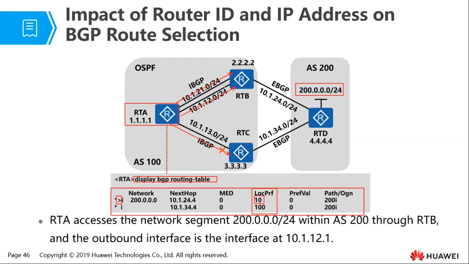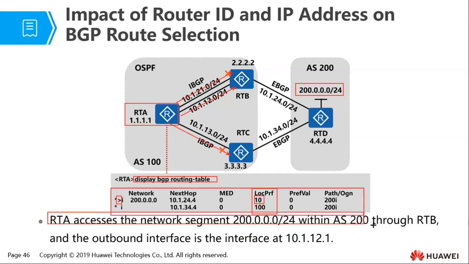Again, when it comes to the interface, RTA is going to prefer the interface with a smaller IP address. So this is the one that is going to be selected. Packets are going to pass through the 1.2.0, then to this router, then to that particular network. So generally, that is how RTA is going to access the 200 network.